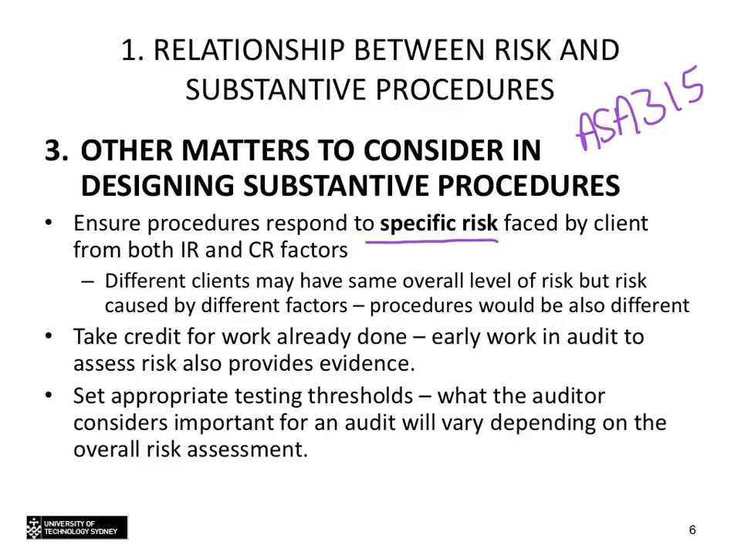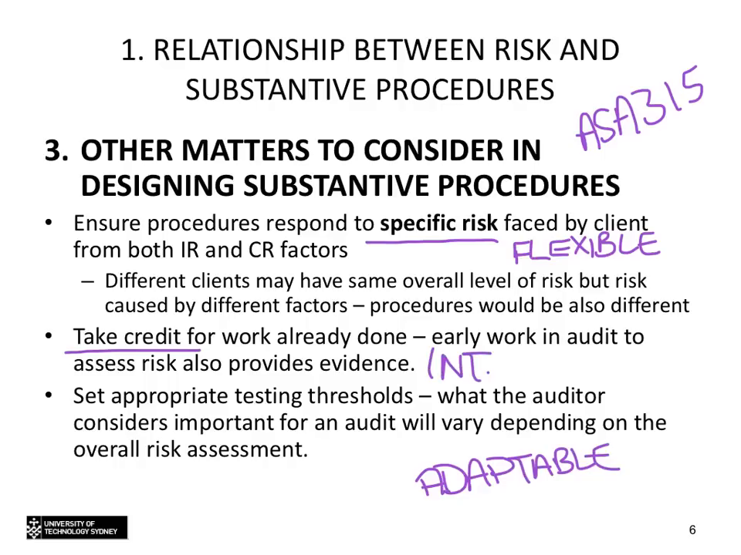So it's just about being flexible and adaptable, so that we can be efficient. Take credit for work that's already done. That might mean also looking at the work of internal auditors, if they've done any, which I think is either going to be ASA 610 or 620. And then also considering how much evidence we need to get from our testing.